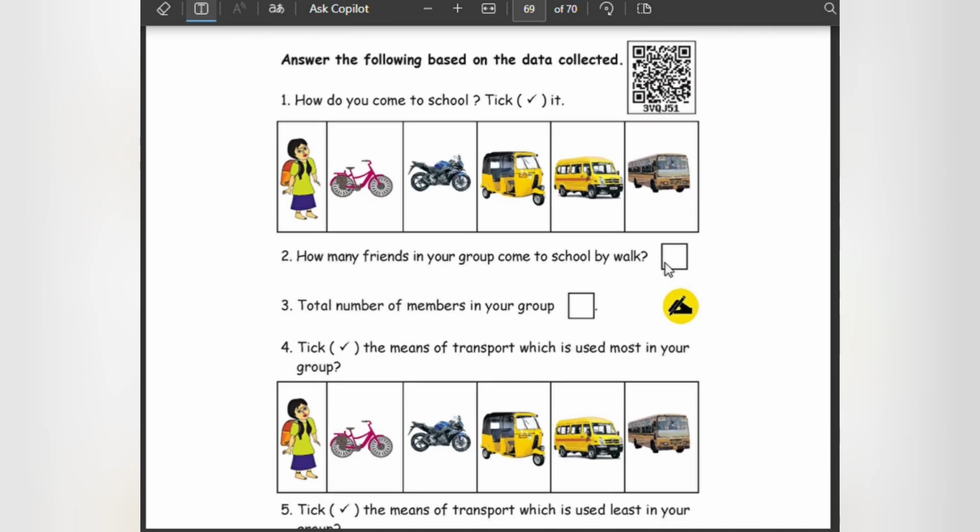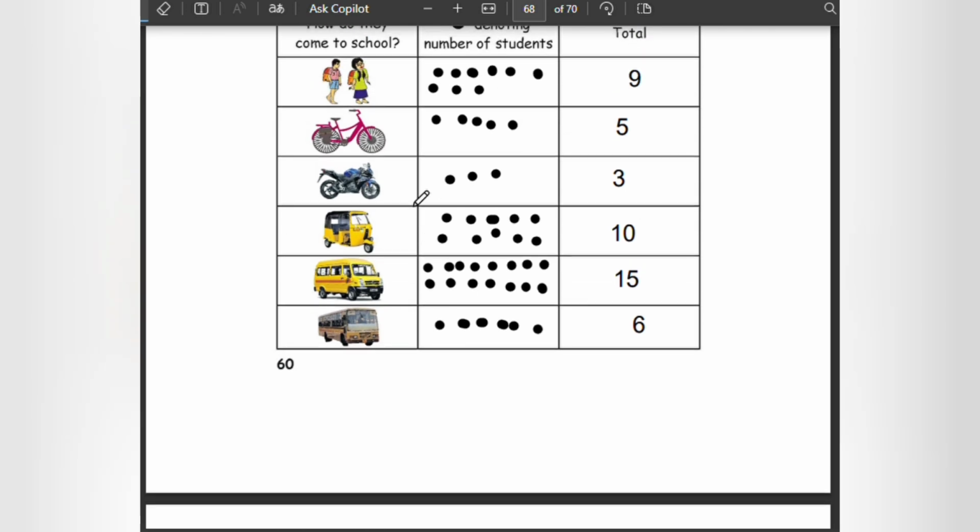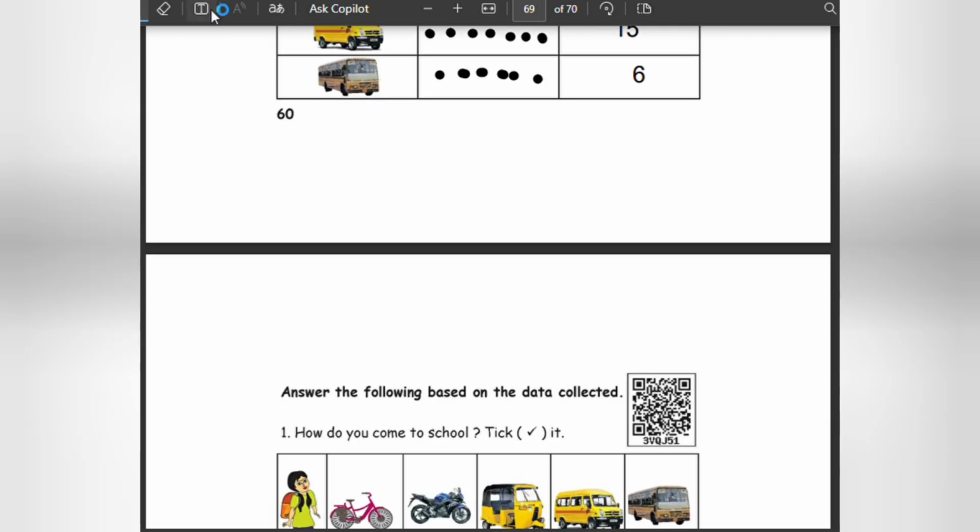Answer the following based on the data collected. How do you come to school? That you have to tick. That is a bicycle, by van. You can tick. How many friends in your group come to school by walk? Here we have already written. What is the answer? By walking. 9 students I have written.